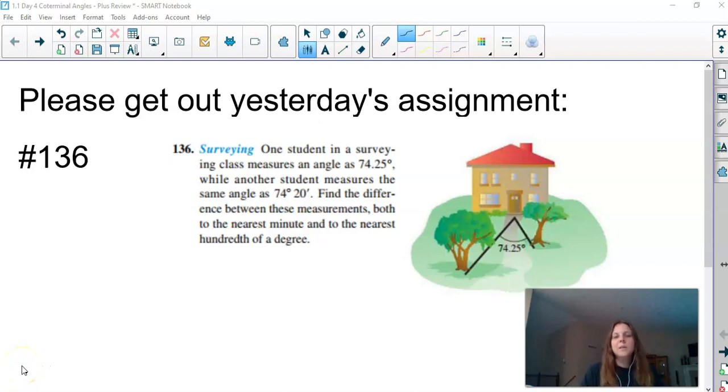Hi everybody. This is the last section of 1.1. We're going to look at the last topic in this unit. We're also going to be working on reviewing as you have a quiz coming up. So let's take a look at yesterday's assignment.